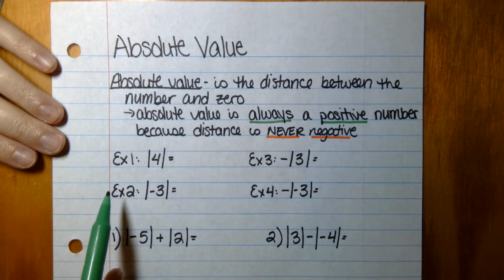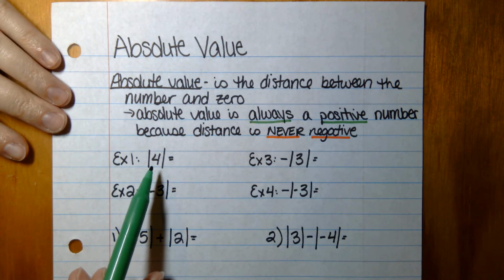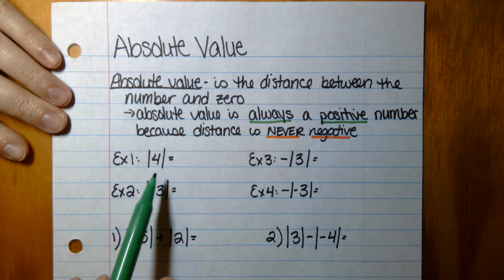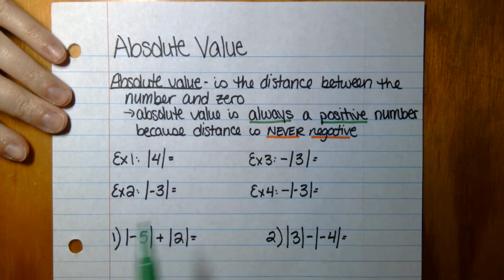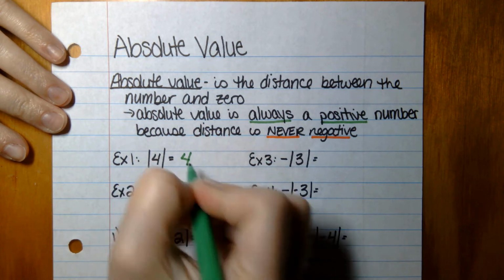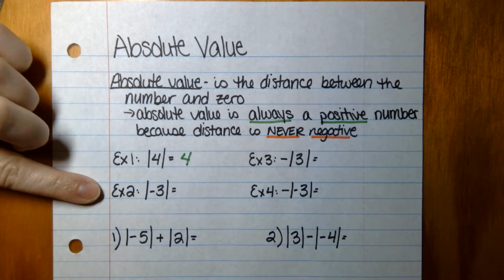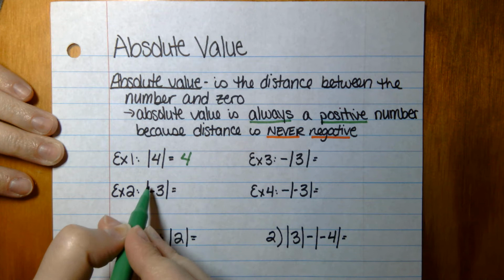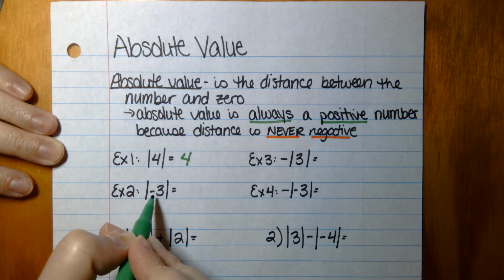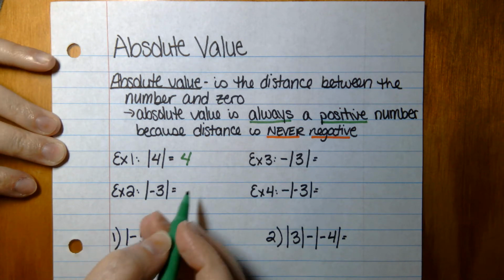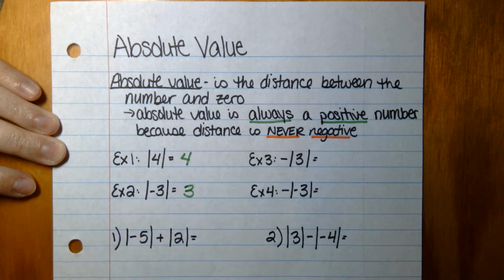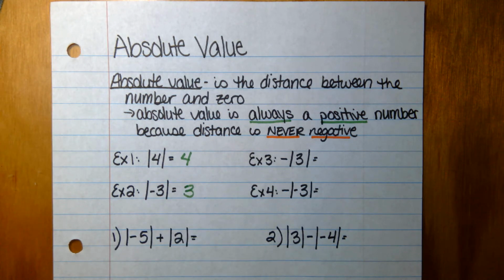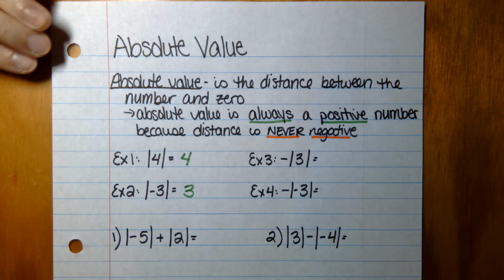So if we look at example 1, absolute value is written with these vertical bars. So the absolute value of a positive 4 is still positive 4. If we look at example 2, if I have the absolute value of a negative 3, this is saying how far from 0 is negative 3, and that is 3 spaces. It's technically 3 spaces to the left of 0, but it's still just 3 spaces.